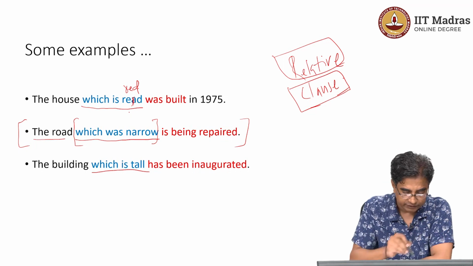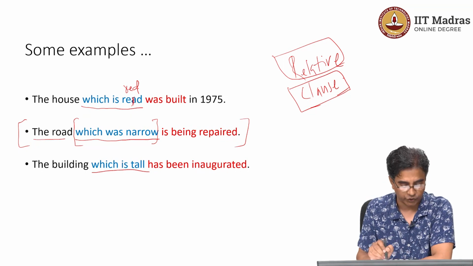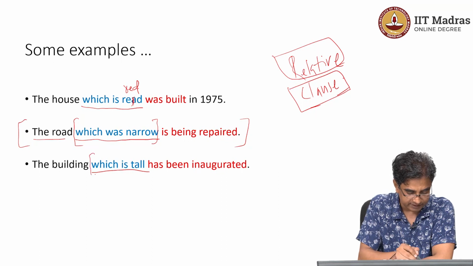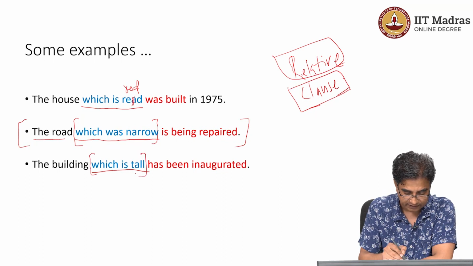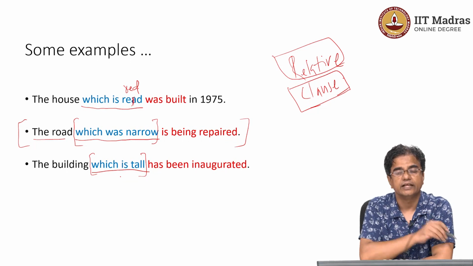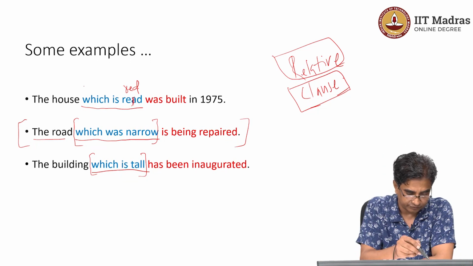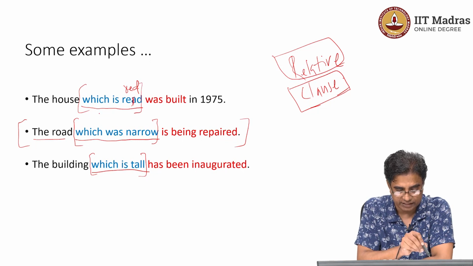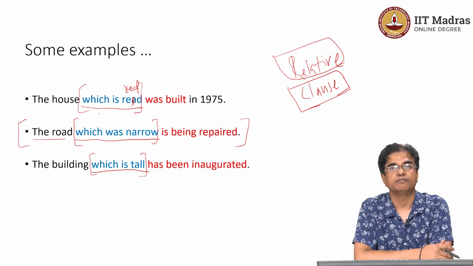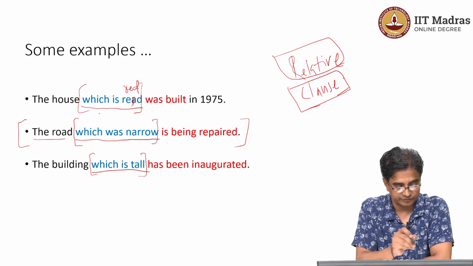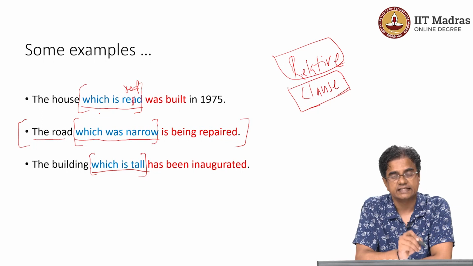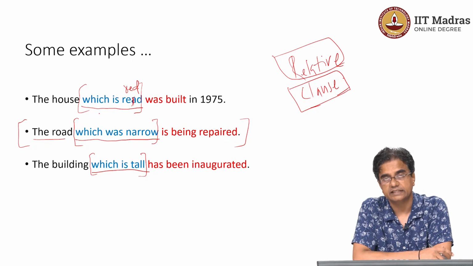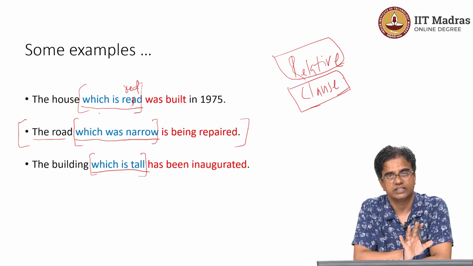The building which is tall has been inaugurated. If you leave this part, the sentence is, the building has been inaugurated. And if you leave this part in blue here in the first one, that is, the house which is red was built in 1975, then the sentence is, the house was built in 1975. It's a good sentence.